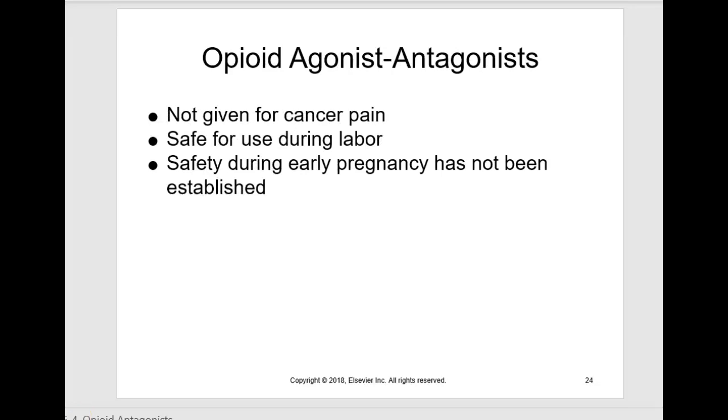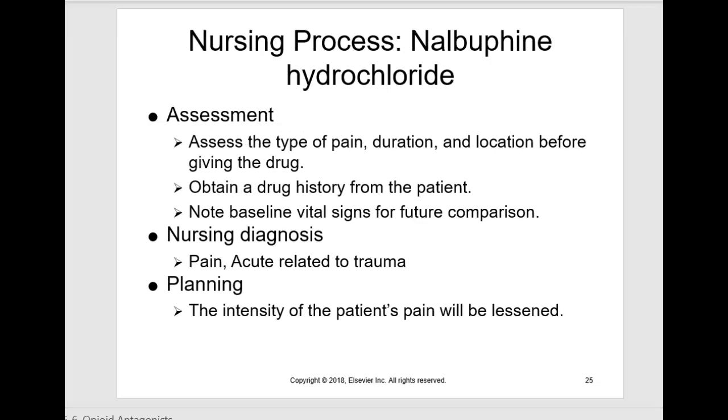Opioid agonists/antagonists are medications in which an opioid antagonist is added to an opioid agonist, and they may be used to decrease opioid abuse. They are not given for cancer pain because of the risk for potential CNS toxicity from the high doses required. Safety during early pregnancy has not been established, but they are considered safe to use during labor. Your prototype opioid agonist antagonist is nalbuphine. Nalbuphine is an opioid agonist antagonist that is effective in alleviating moderate to severe pain.